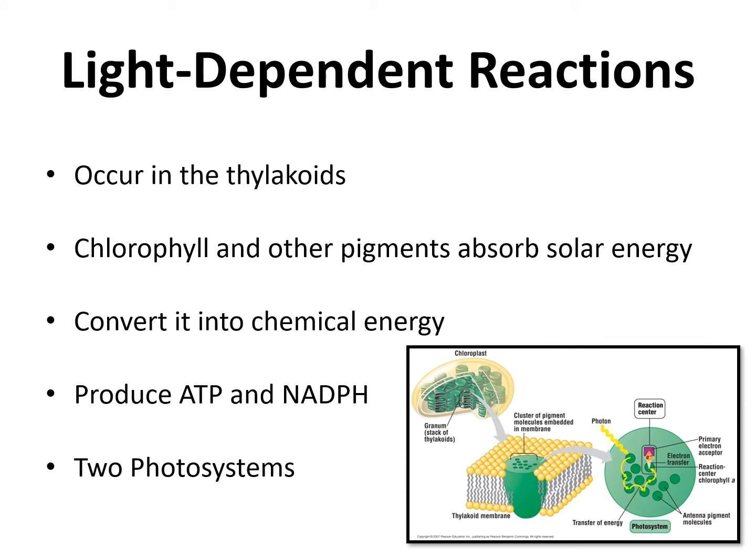So this is an example of the thylakoid membrane. These are the stacks; granum are the stacks of thylakoids in the chloroplast. And this is an example of a photosystem. It is a group of chlorophyll and other pigments that will absorb the solar energy.